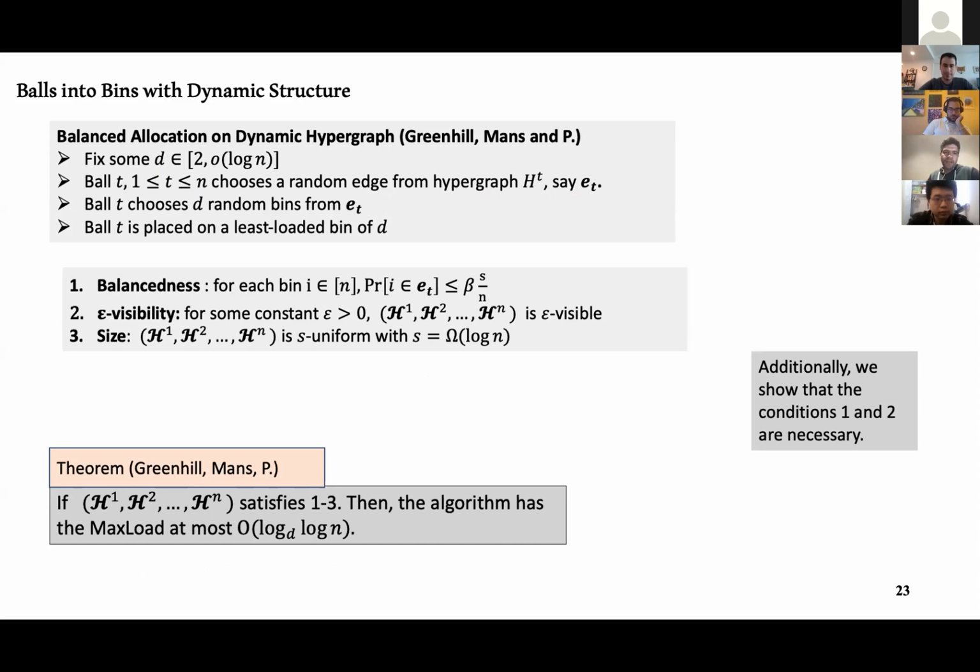Okay, sure. And here we see that if the hypergraphs satisfy the balancedness, epsilon-visibility, and the size condition, then we can see that our dynamic graph also satisfies these three conditions. Then the algorithm also gets the maximum load of at most log log n over log D, with high probability. Additionally, we show that the conditions 1 and 2 are necessary, otherwise we cannot get the maximum load of log log n over log D.